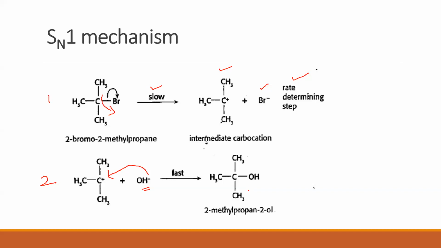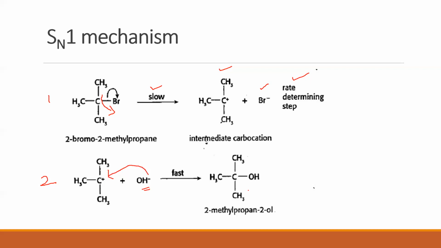And we said that this step is a slow step. The slowest step in a mechanism is called the rate determining step, which means this step determines the rate of the reaction. How fast or how slow this mechanism will proceed depends upon the rate determining step.